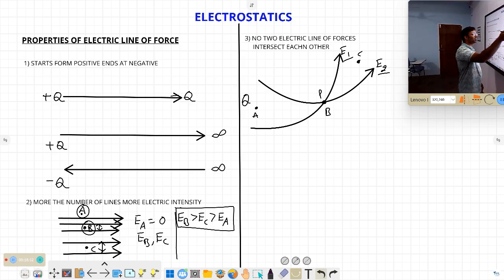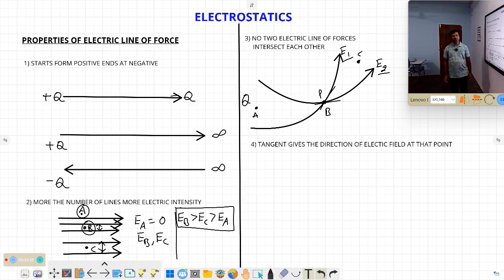We can go to the next property, which is according to the tangent. If you take the geometry, I can draw a tangent here and I can draw another tangent here. So at a single point, geometrically, two tangents are not possible. That's why no two electric lines of force intersect each other. If they intersect each other, they must have two different tangents, and it is not possible for a single point to have two tangents at a time.